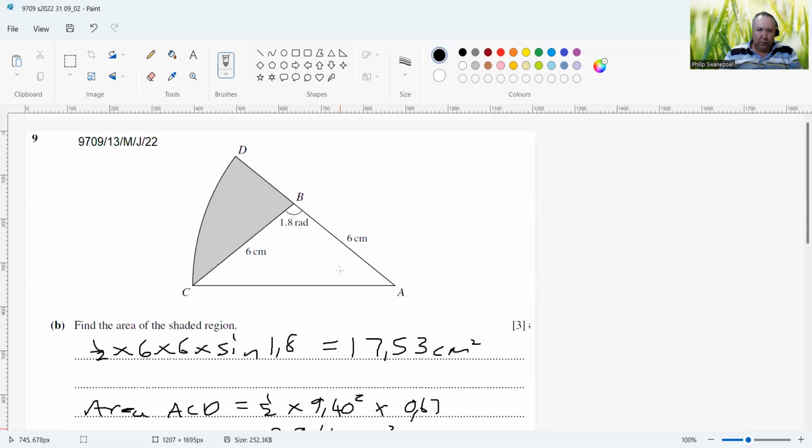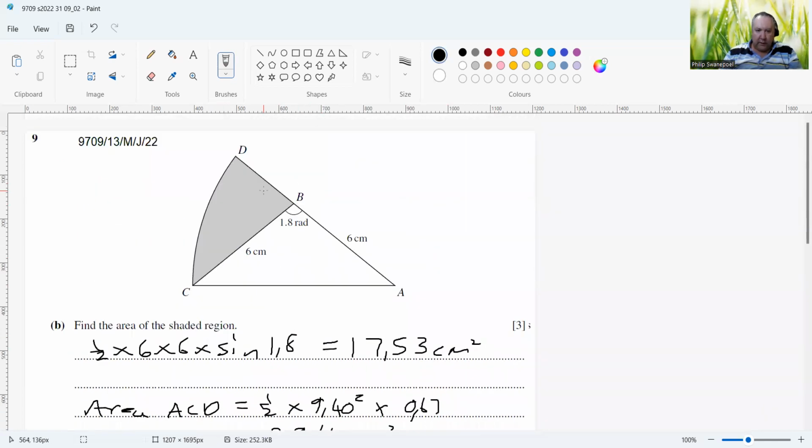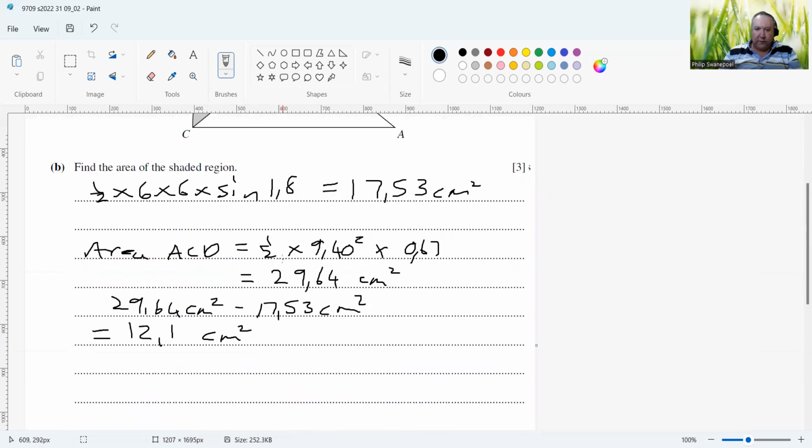It's a quick 3 points. Just knowing that we have to get that area by subtracting the triangle from the sector.